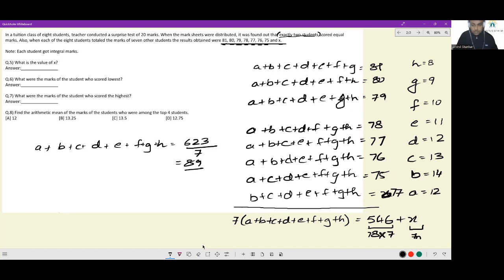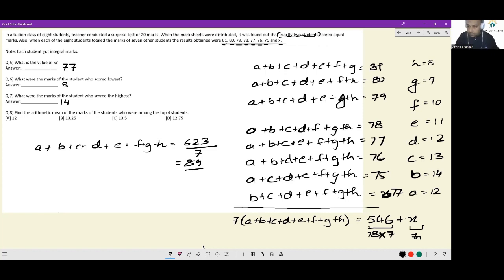Let's get to the individual questions. What is the value of X? The value of X is 77. Next, what were the marks of the student who scored the lowest? The student who scored the lowest got 8 marks. What were the marks of the student who scored the highest? The highest marks obtained were 14.